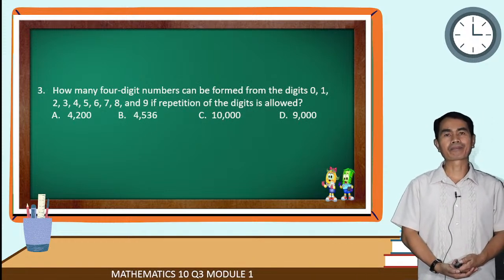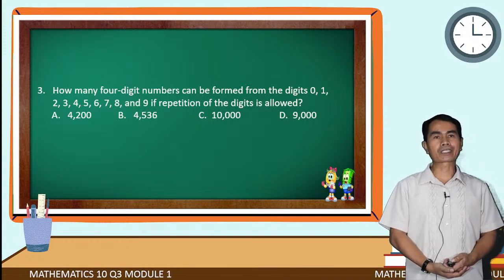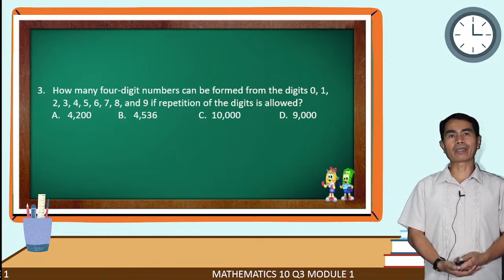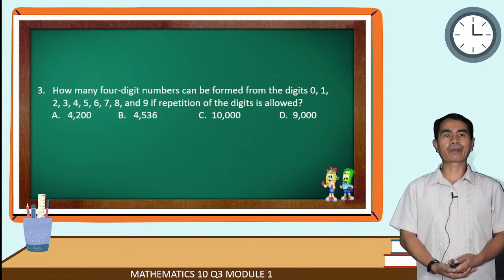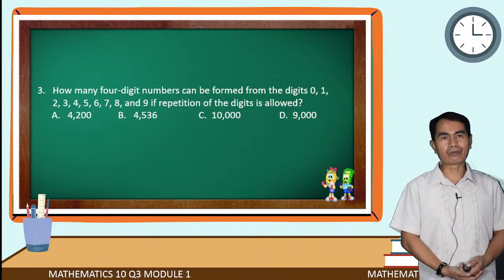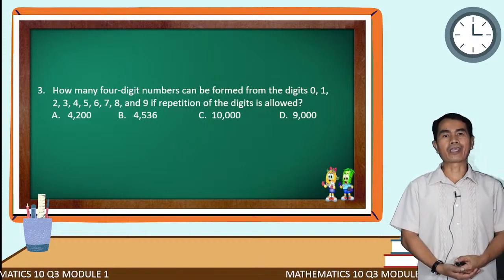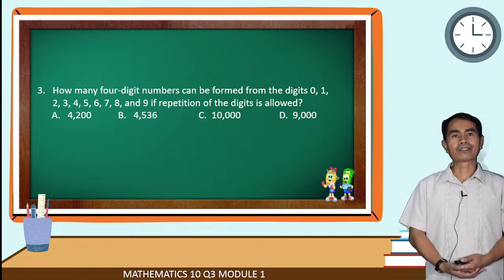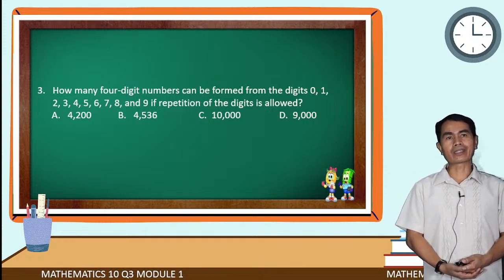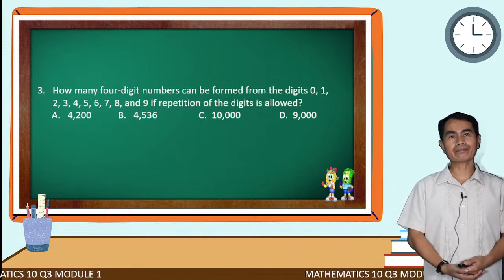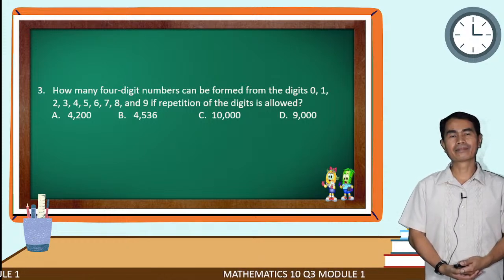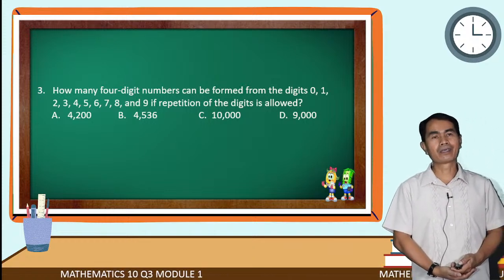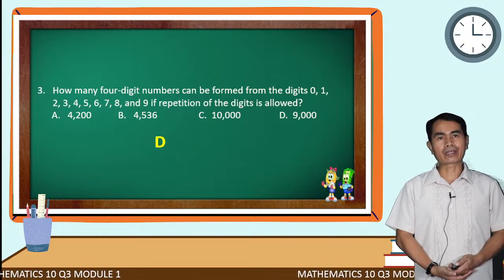Okay, next. How many 4-digit numbers can be formed from the digits 0, 1, 2, 3, 4, 5, 6, 7, 8, and 9 if repetition of the digits is allowed? Is it letter A, 4,200, B, 4,536, C, 10,000, or is it letter D, 9,000? Okay, show me your answers. The correct answer is 9,000. So it's letter D.